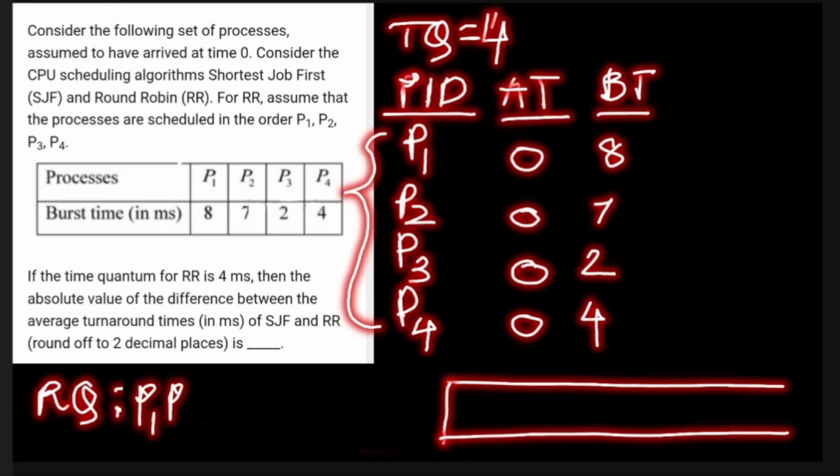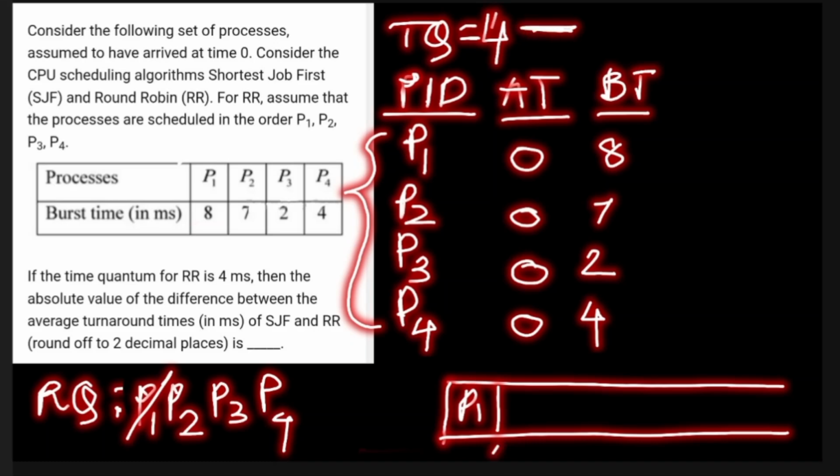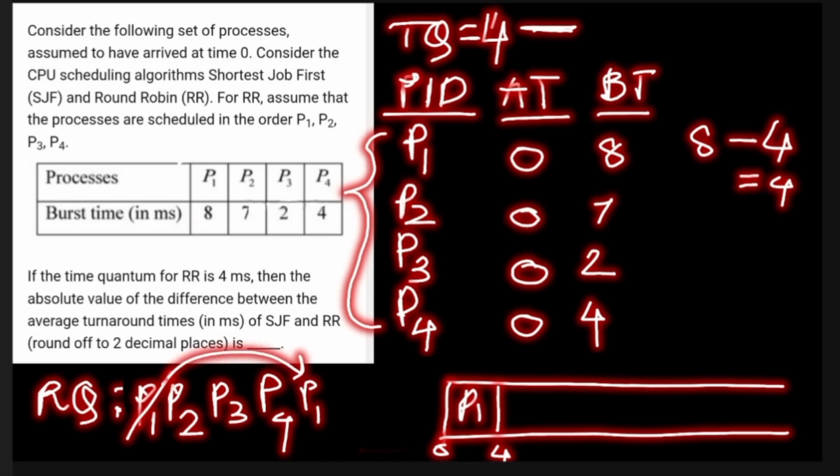P1, P2, P3, P4. So first P1 will execute till 4 as the time quantum is 4, so 0 to 4. Although it has been executed for 4, P1 still has 4 more to execute, so it will execute again later. Now the next turn is for P2.